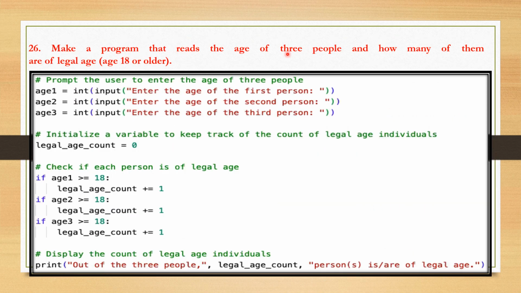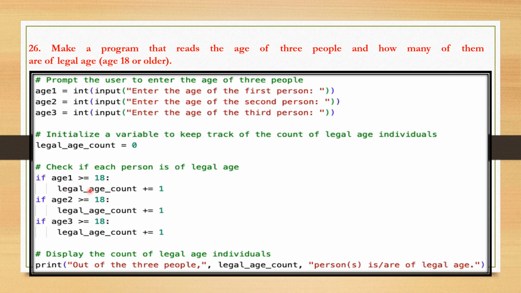The next program is to read the age of 3 people and display how many of them are of legal age. So prompt the user to enter the age of 3 numbers. Here the int function is used to convert the numbers into integer values, and then initialize a variable to keep track of the count of legal age individuals.